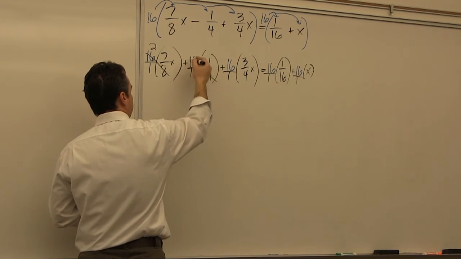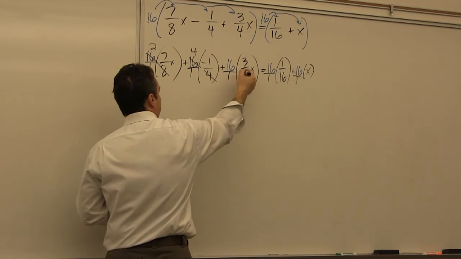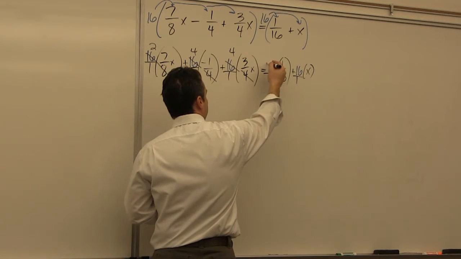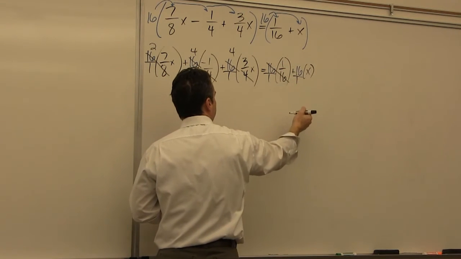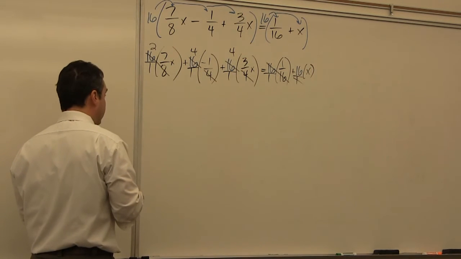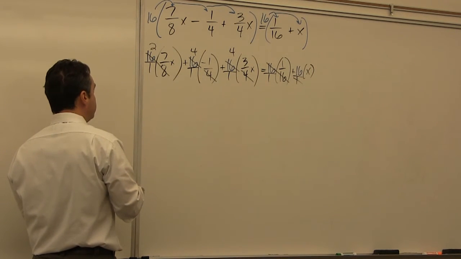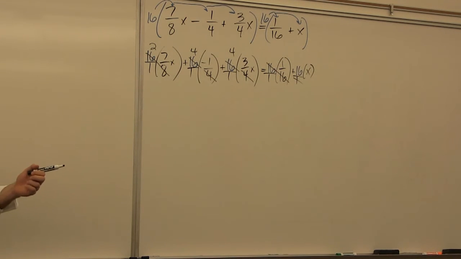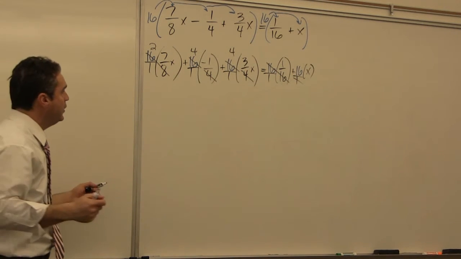4 goes into 16 4 times. This 4 goes into this 16 4 times. And these 16s just cancel each other out. And we don't even need that 1 down there. It's just going to be 16 times x. 2 times 7x now. My next step in the 3-step process to solving is to distribute parentheses.